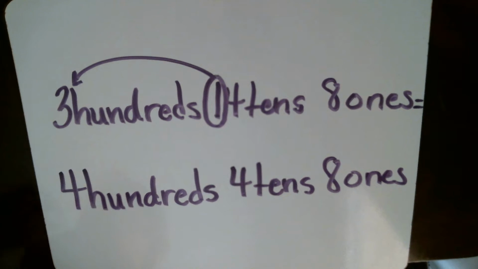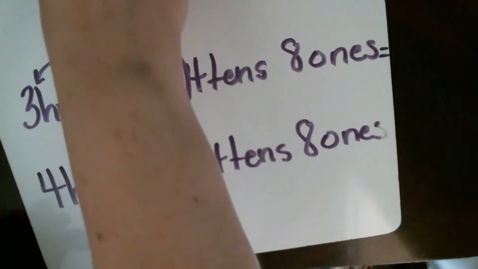When we have 10 tens, we can make 100, 20 tens, 200, and so on and so forth. Okay, so today we're going to be looking at how to add three-digit numbers, and we're going to be regrouping those tens in the tens place. So let's take a look at that.